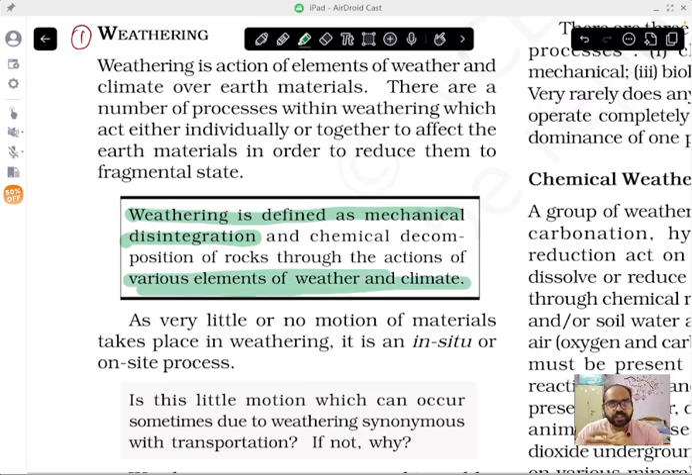Various elements of weather and climate means temperature and rainfall. Through these, not just temperature and rainfall, they are the basic things. Many elements of weather and climate mean it depends on the sun, water, and also air, the composition of the air and all.